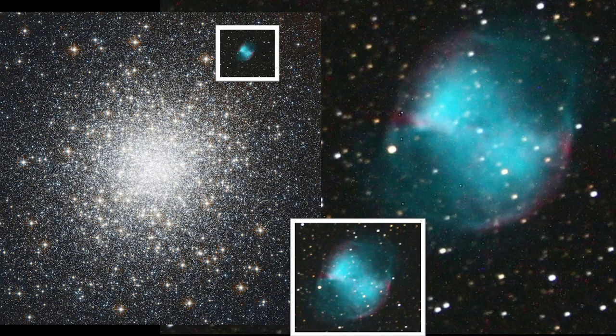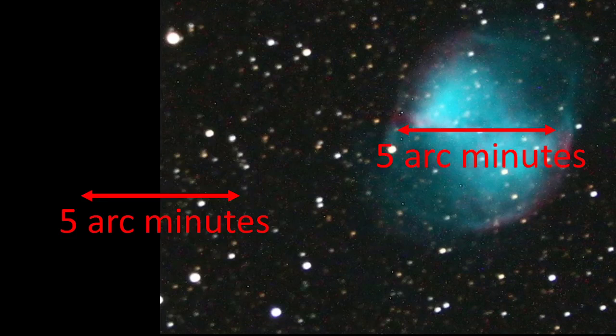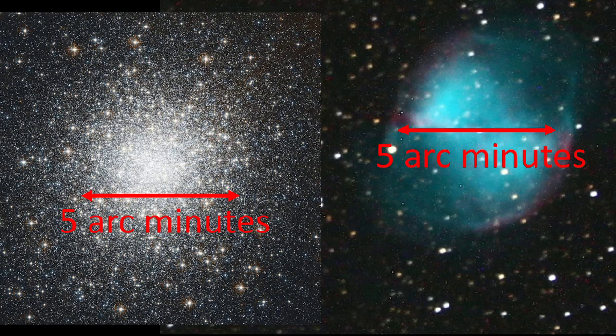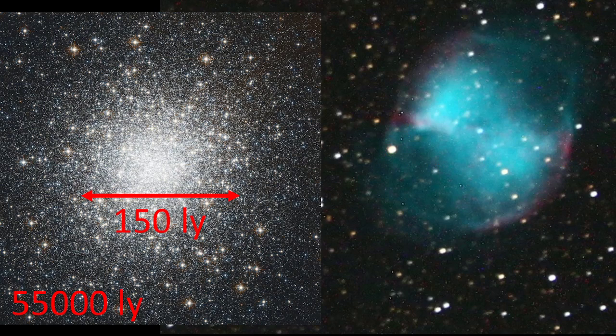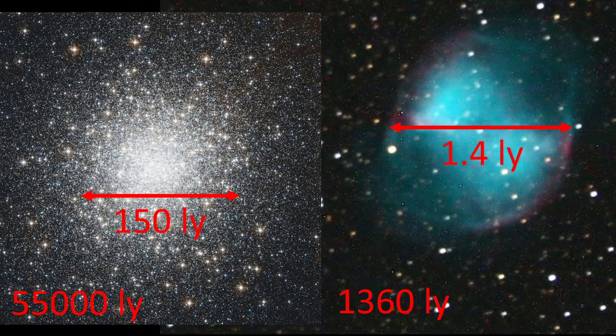Well, it depends how much light we gather. It's large. So for the same eyepiece, M2 would look that big, and then the dumbbell would look a very similar size, although the dumbbell is slightly bigger. But in reality, the M2 cluster is 150 light years across, roughly. These numbers are all slightly arbitrary, and it's 55,000 light years away, whereas the dumbbell is much smaller, but much closer.